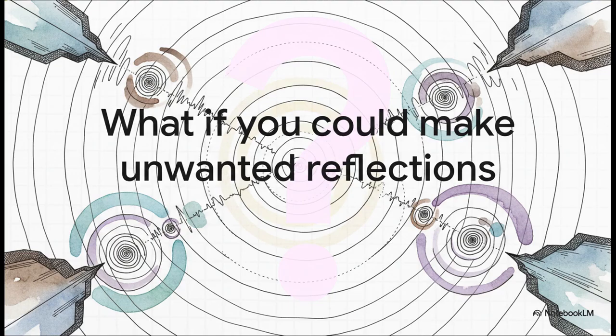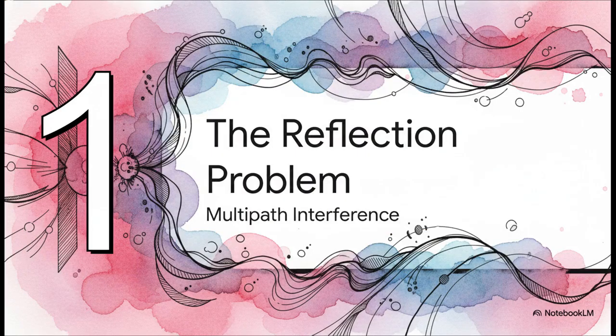So let me just start by asking a question. What if you could make those annoying, unwanted signal reflections just disappear? I know it sounds way too good to be true, right? But that's the core problem that circular polarization solves, and it does it so elegantly. But to really appreciate the solution, we've got to dig into the problem itself. And that's signal reflection, or as I'm sure many of you know it, the constant headache of multipath interference.